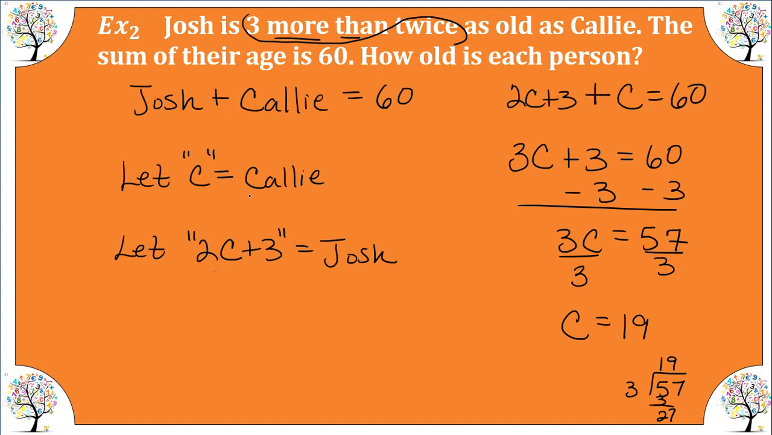Yes. Now Callie, C is 19. So Callie is 19. Now to find Josh, we're going to plug in 19 for C. So 2 times 19 is 38 plus the 3, that gives us 41. So Josh is 41 years old. And if we were to add these up, we would indeed get the 60.